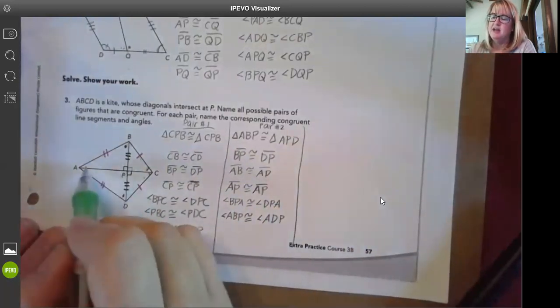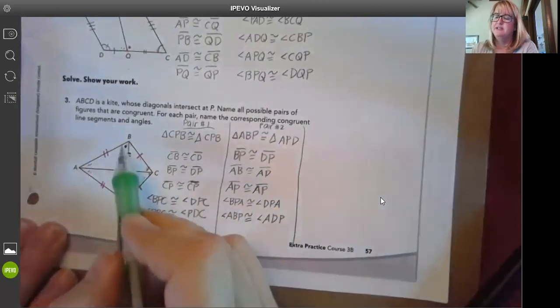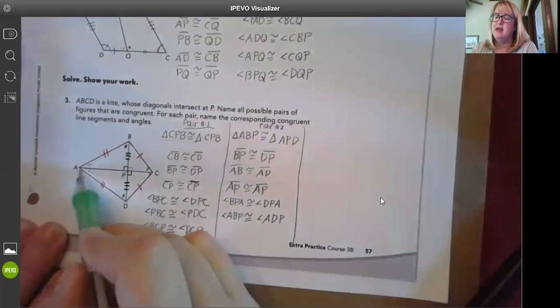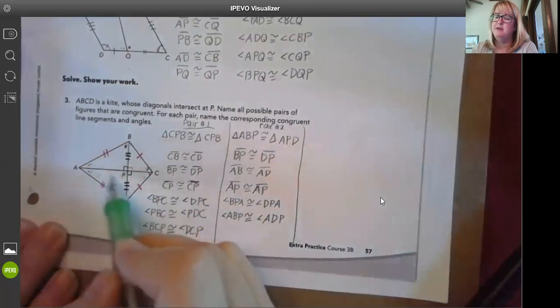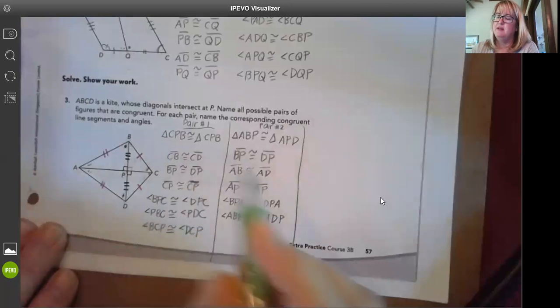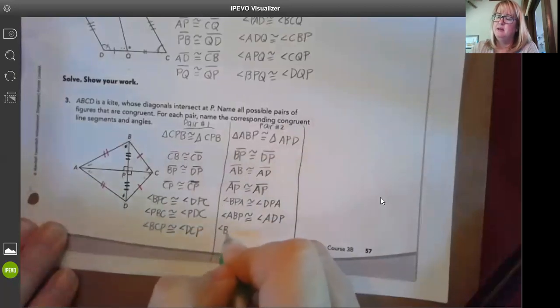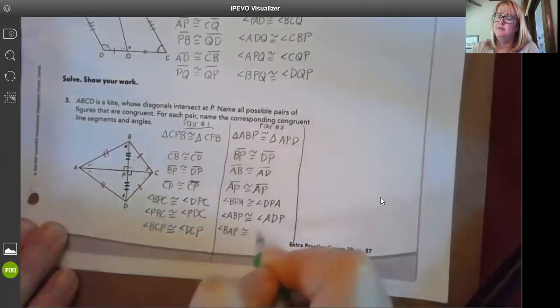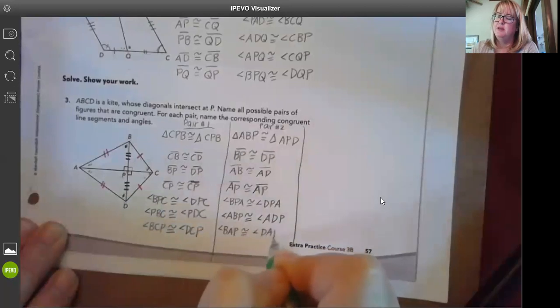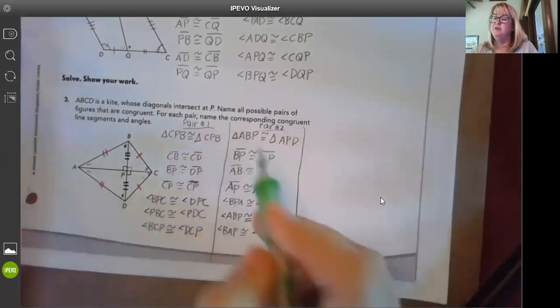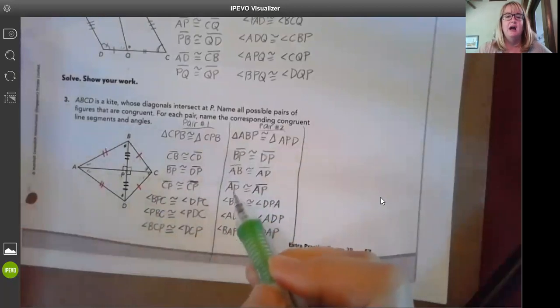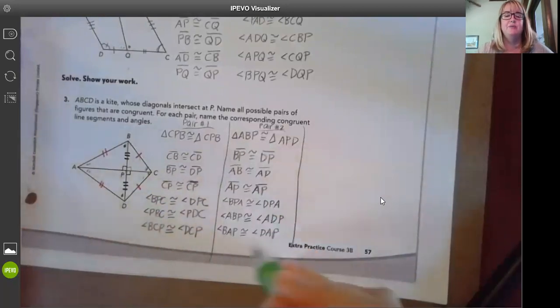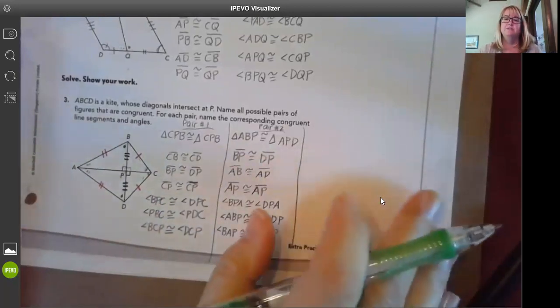So we did these 2. Now these 2 right here are also congruent. So we'll call that BAP and DAP. BAP is congruent to DAP. All right, that's pair number 2. 3 side lengths that are congruent and corresponding, and 3 angles that are congruent and corresponding.